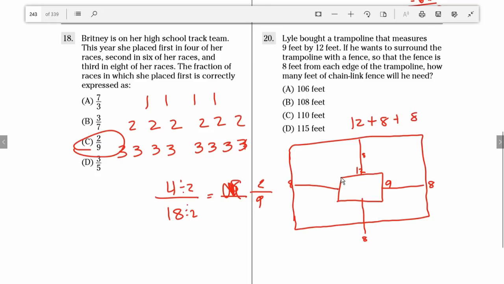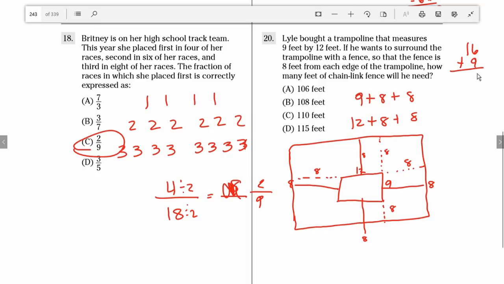Again, this is going to be extended 8 to the fence and 8 to the fence. Similarly, this 9 is going to be extended 8 to the fence and 8 feet to the fence. So this becomes 9 plus 8 plus 8. And we're asked to find how many feet, or the perimeter, of the chain link fence we're going to need. So this is 9 plus 16.